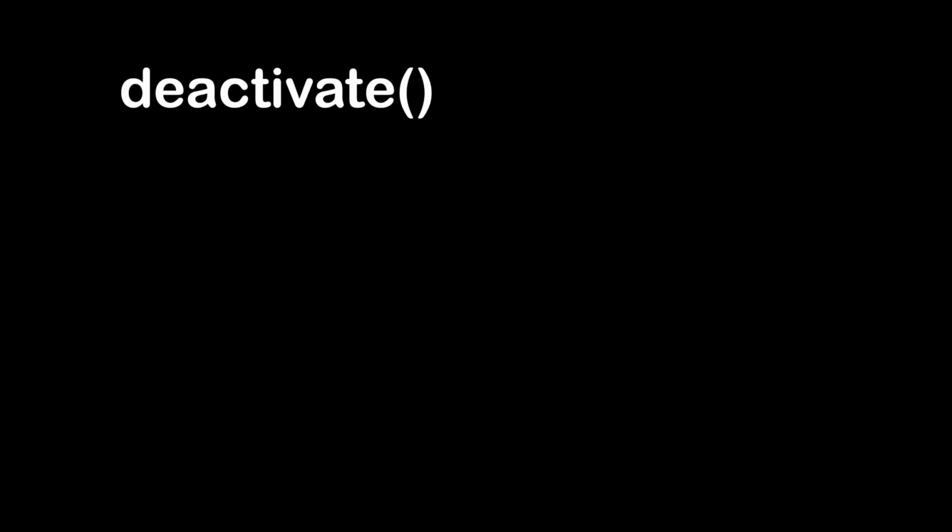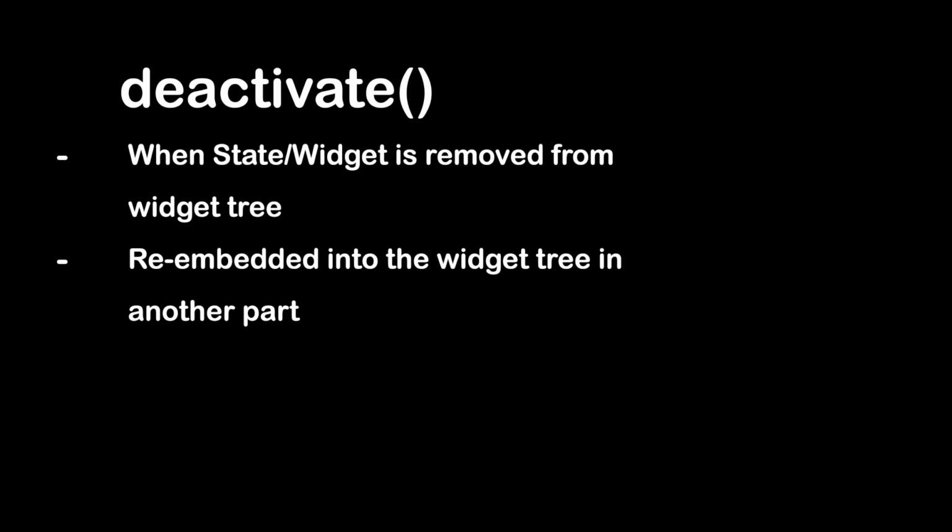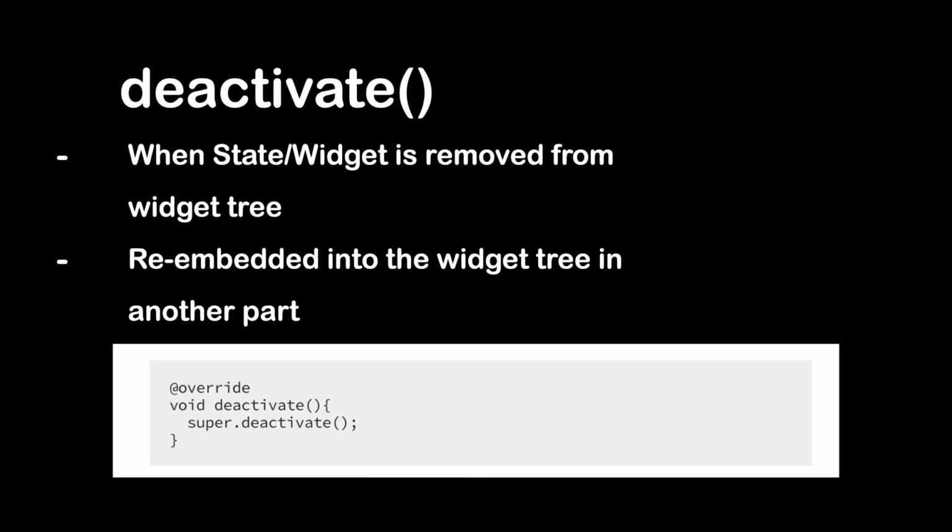Next, deactivate. This method is considered when the state is removed out from the widget tree. However, this strategy can be additionally re-embedded into the tree in another path. This strategy is considered when the widget is as of now not joined to the widget tree yet. It very well may be appended in a later stage. The best illustration of this is the point at which you use navigator push to move to the following screen. Deactivate is called because the client can move back to the past screen and the widget will again be added to the tree.